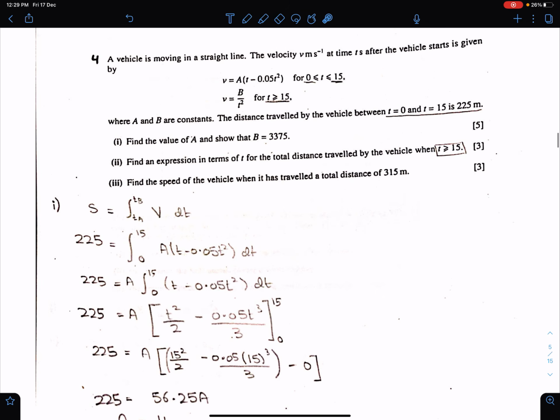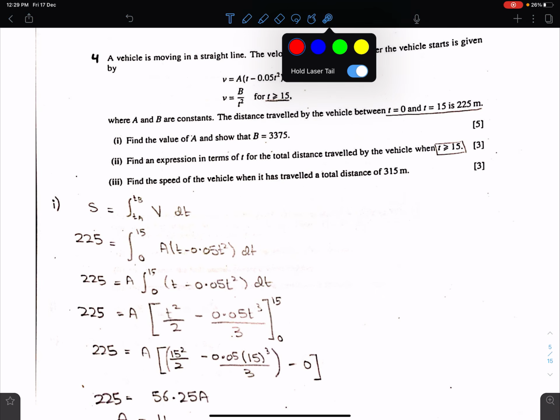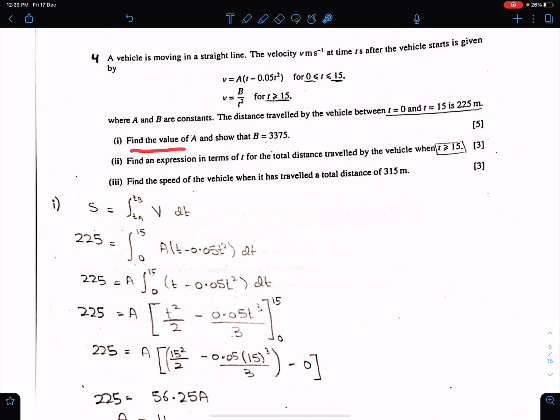Now the next part, we have done the first part. We had to find a and we had to show b. We have done both the things. Find an expression in terms of t for the total distance traveled by the vehicle when t is greater or equal to 15. So this is very simple. You have to use this equation. We have this distance. We just need to use this equation for the equation of displacement for this interval.